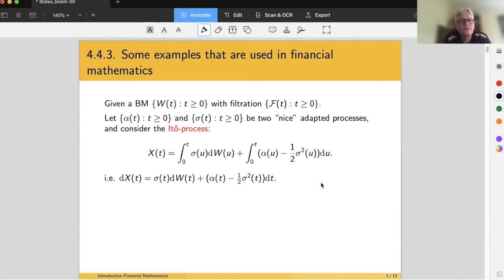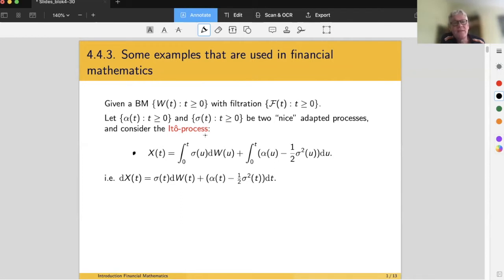And based on those, alpha and sigma, we define the Ito process. Our Ito process is called X here, and it looks as follows. X of t is the integral from 0 to t, sigma u dWu, plus the integral from 0 to t, alpha u minus 1/2 sigma square u du. So we see here the stochastic integral with respect to the Brownian increments, and here we see a regular integral, alpha u minus 1/2 sigma square u du. And that is an Ito process.